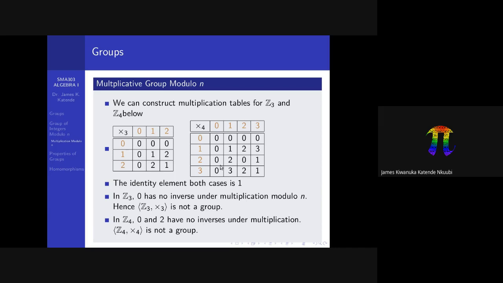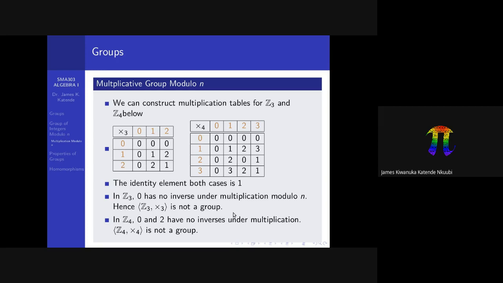So that means both Z3 and Z4 will not be groups under multiplication modulo 4. So in general, Zn will not be a group under multiplication modulo n because 0 does not have an inverse. And there might be other elements depending on the value of n that don't have inverses. For instance, in Z4, we saw that 2 also will not have an inverse. But we just need to find one that does not have an inverse for us to disqualify it from being a group.